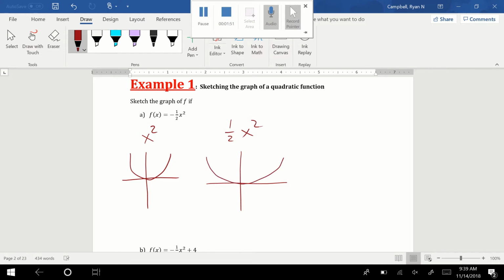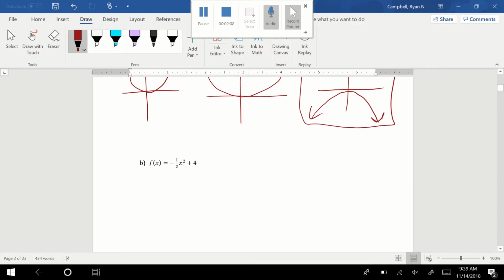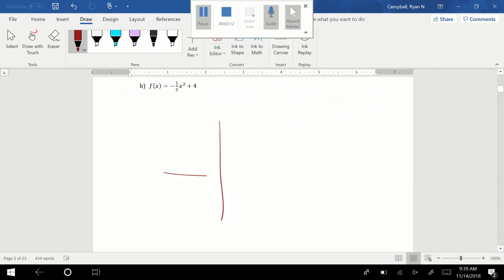And then if we have that minus in front, that's going to be a reflection about the x-axis. So this is finally what our graph looks like. And then, of course, if we have negative 1/2 x squared plus 4, we can just move the graph that we just did up by 4.